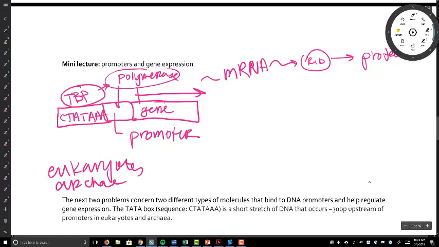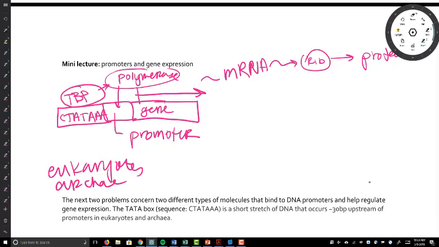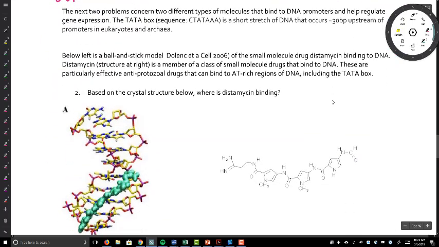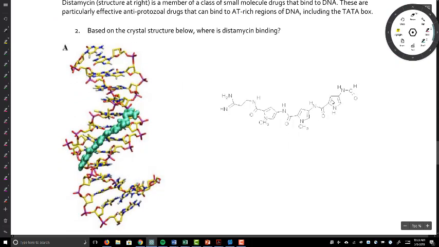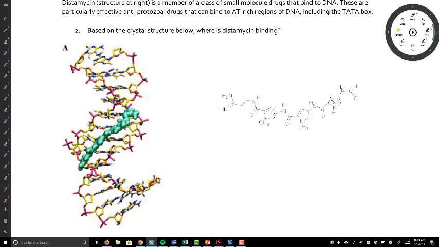I'm actually going to put the pictures up so you can see number 2. Specifically for number 2, I'm having you think about which groove of the DNA distamycin is binding to. Grooves. Maybe I should throw up the PowerPoint here.